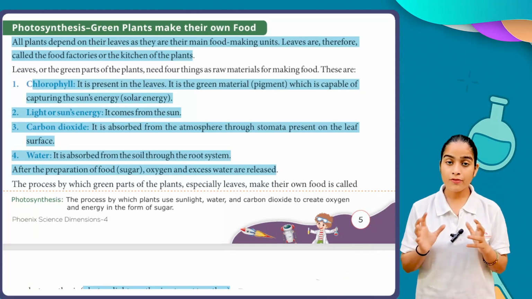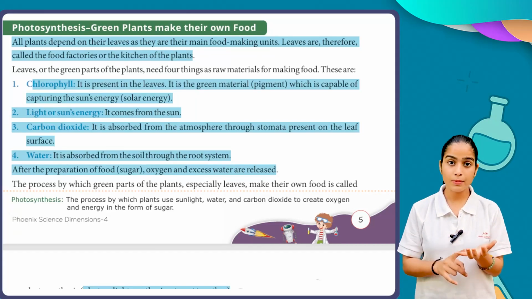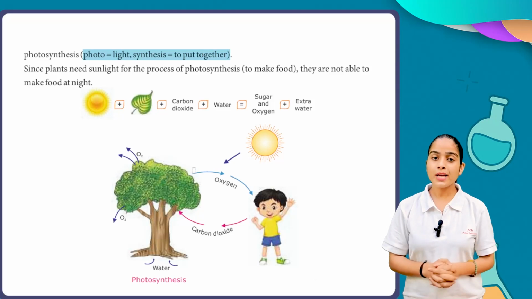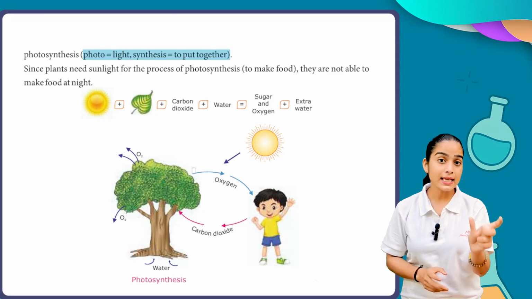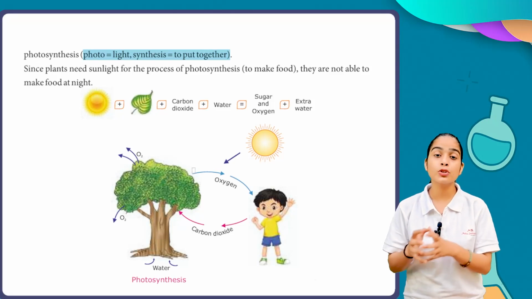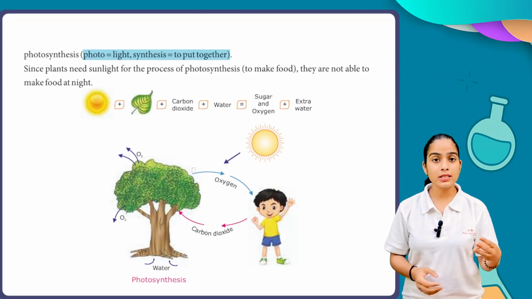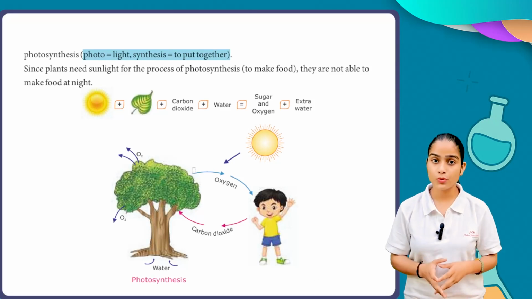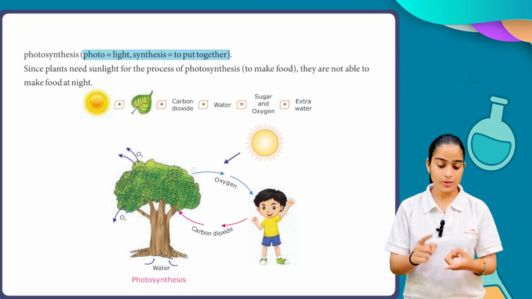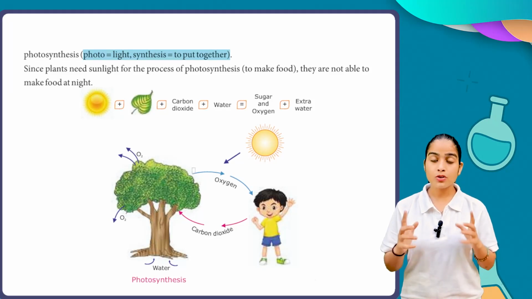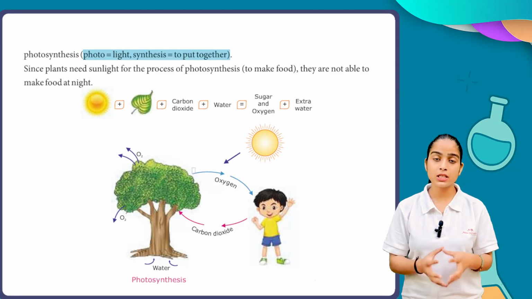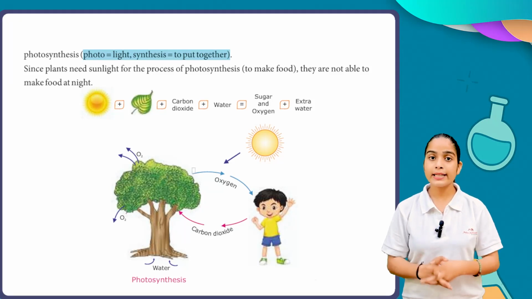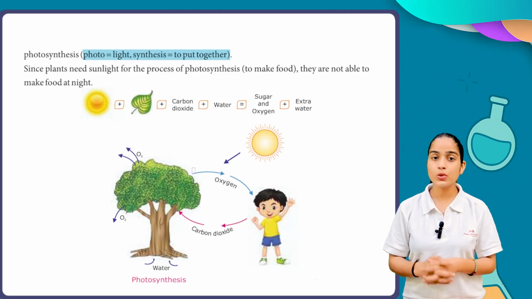With the help of sunlight, we put chlorophyll, water, and carbon dioxide together. So here, photo means sunlight and synthesis means to put together. We have three things as the raw material for the photosynthesis process: carbon dioxide, chlorophyll, and water. With the help of sunlight, we put these three things together to make our food, and that is why this process is referred to as photosynthesis.